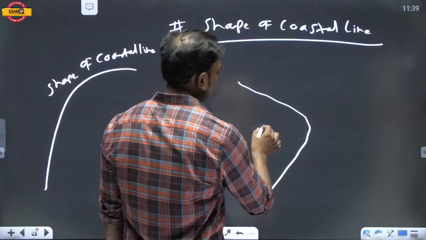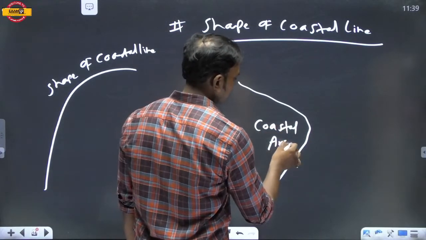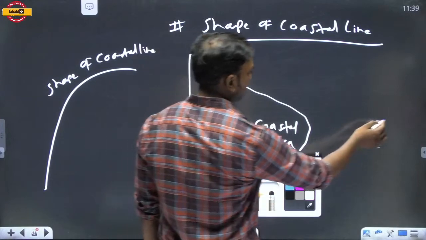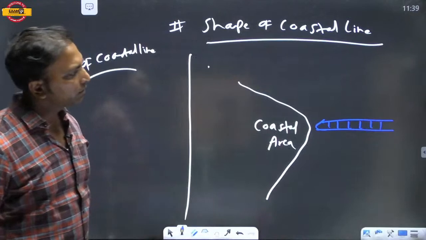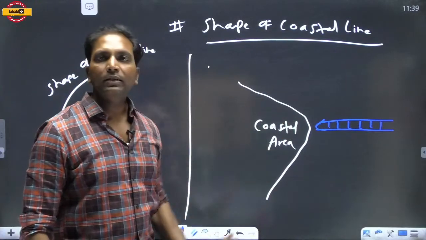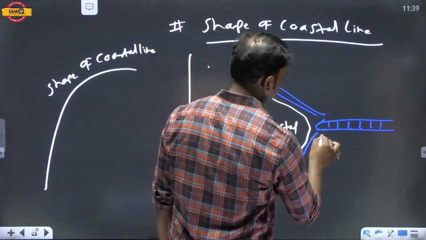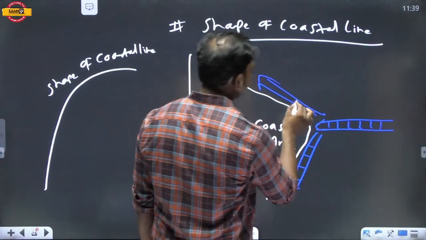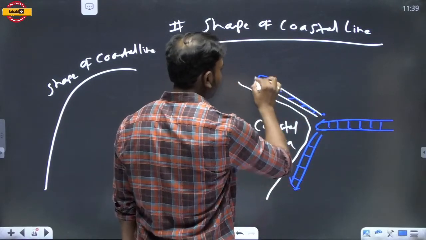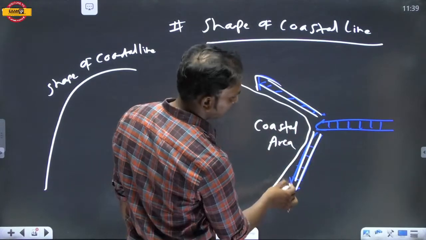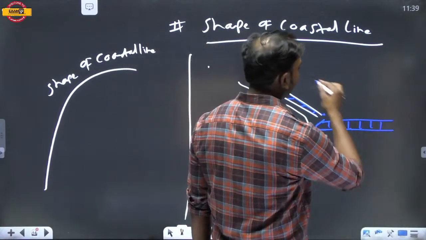So, you see that these are the coastal areas, and a current is coming towards this region. When this current reaches that point, it will be bifurcated and divided into two currents. So you can see one current divides into two currents. The bifurcation happens at this juncture because of the shape of the coastal line.